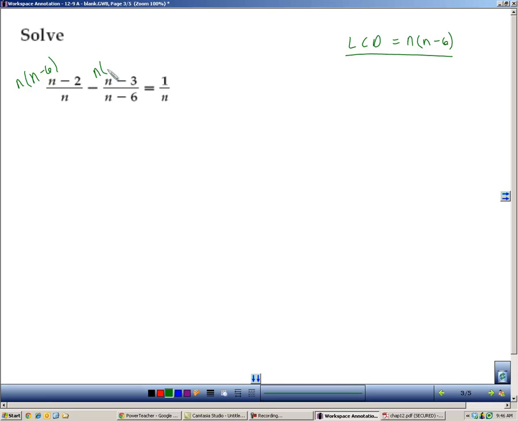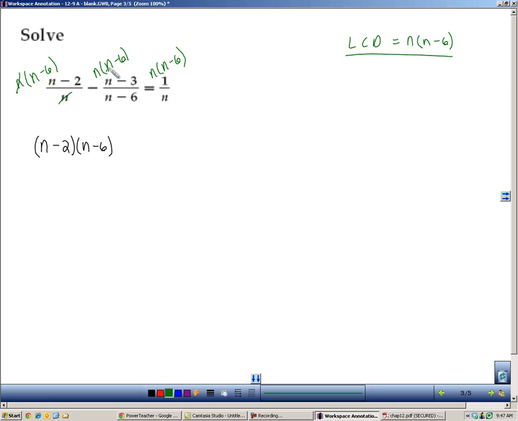So I'm multiplying n times n minus 6 by every term. Now watch what happens. This is actually very good because I have an n on the top, an n factor, and an n factor on the bottom. I can cancel them. So what does it leave me? It leaves me with an n minus 2 times an n minus 6 that I will simplify here in a little bit, but I don't have a fraction anymore, which is a good thing.